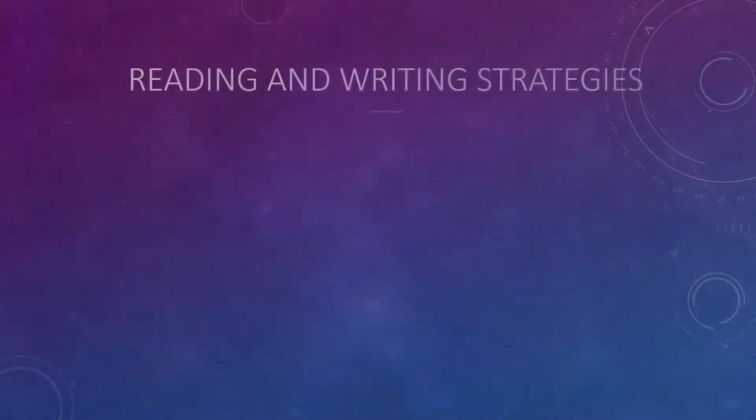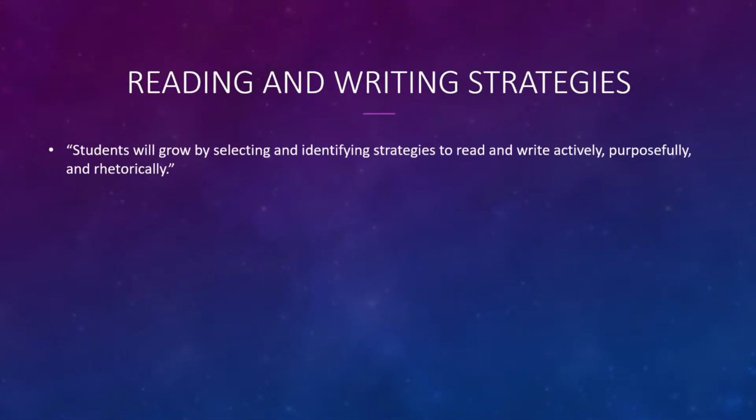Let's start with reading and writing strategies. This learning outcome says that students will grow by selecting and identifying strategies to read and write actively, purposefully, and rhetorically. Taken mostly from our textbooks, we practice a lot of reading and writing strategies in our first year writing program. To assess growth in this area, we'll look at the writer's reflective writing for instances of them naming, defining, and/or describing reading and writing strategies they've used in their portfolio.